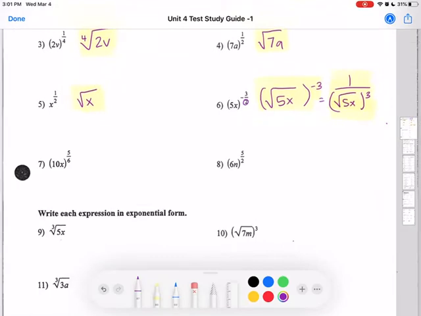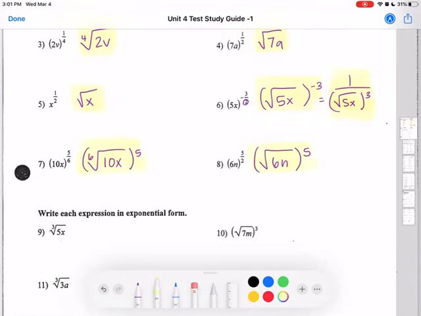And if I have 10x to the 5/6, that means that I'm taking the 6th root of 10x, and it's all being raised to the 5th. And 6n to the 5/2 means that I'm taking the square root of 6n raised to the 5th power.